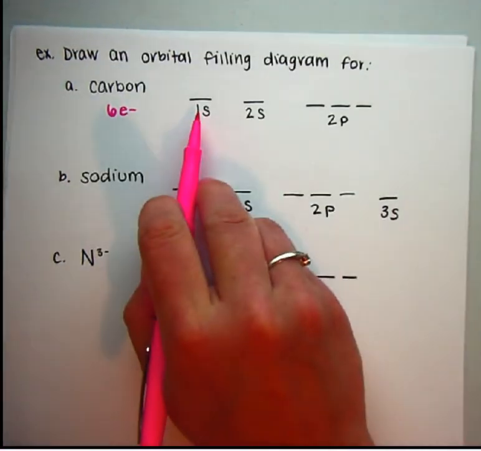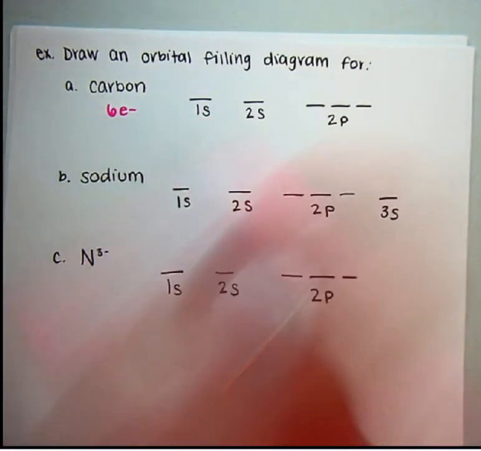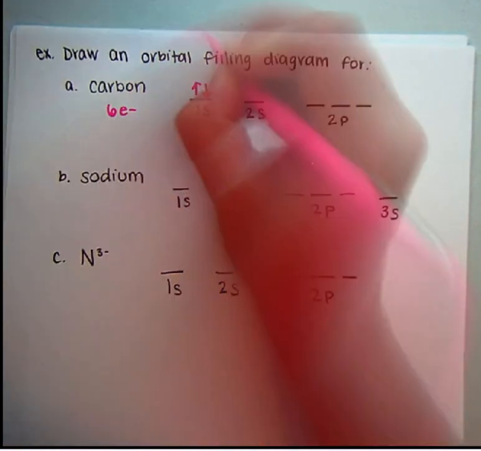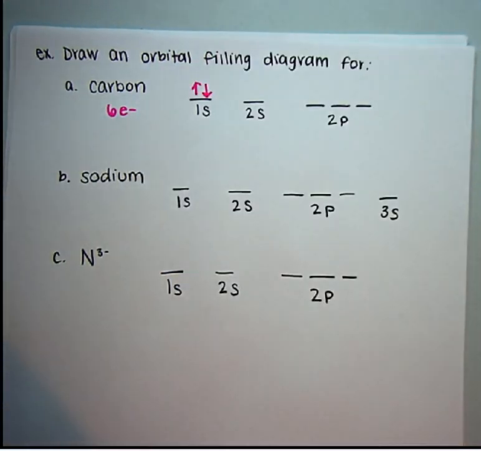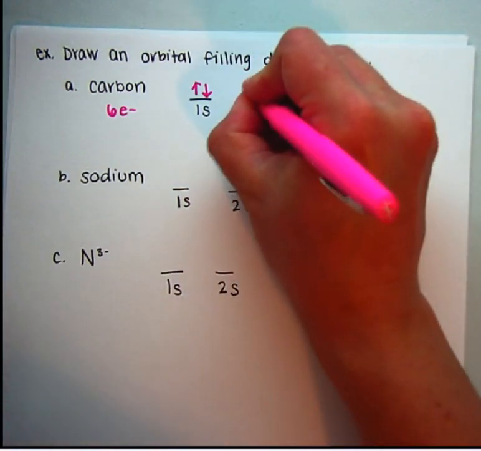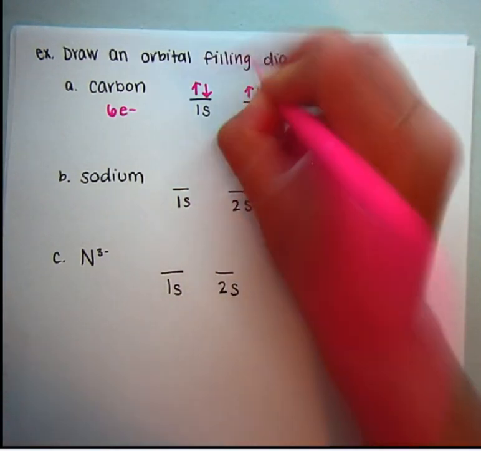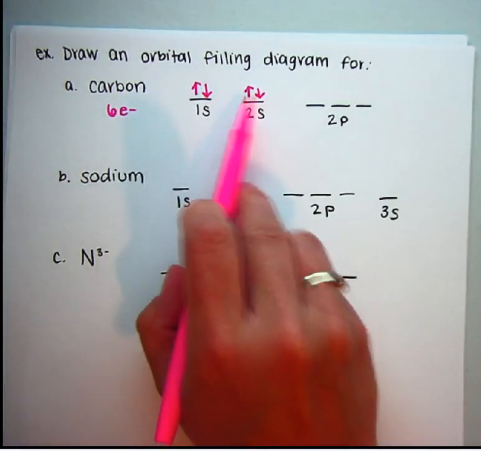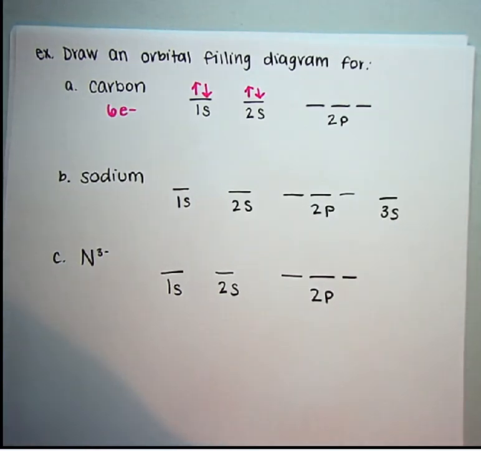We are going to fill the lowest energy orbital first, which is 1s. An s orbital could hold 2 electrons. They must be spinning in the opposite direction. Once the 1s is filled, we're going to go on to the 2s. Again, an s orbital could hold 2 electrons spinning in opposite directions. So far I've placed 1, 2, 3, 4 electrons. I have 2 more to go.